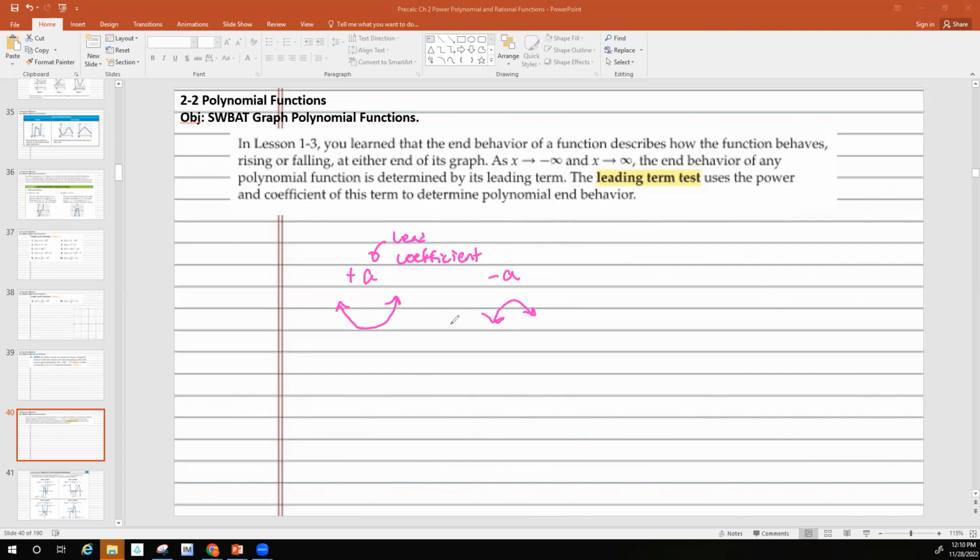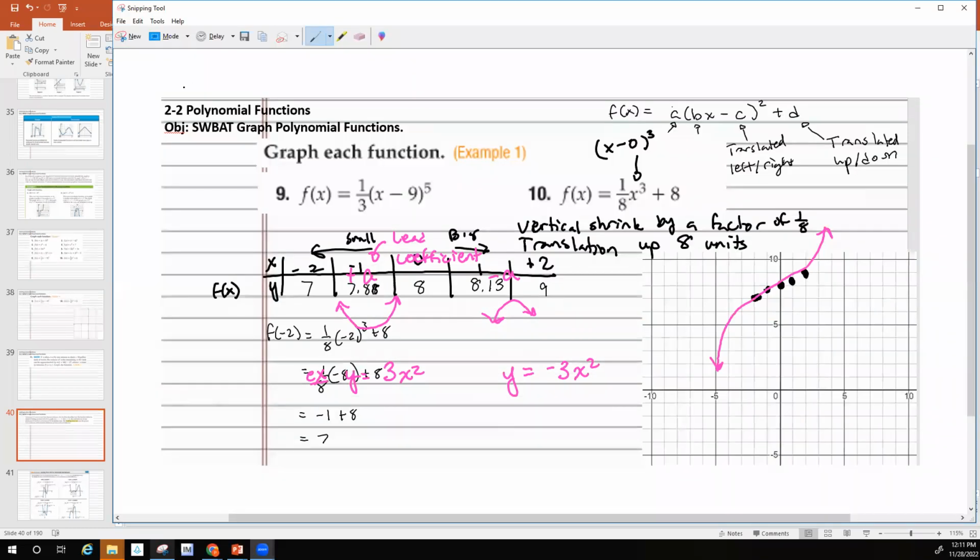Okay, so an example is like y equals 3x squared. Here, y equals negative 3x squared. So if the a is negative, it opens down. If it's positive, it opens up. And you're going to see that it's the same with the others as well.